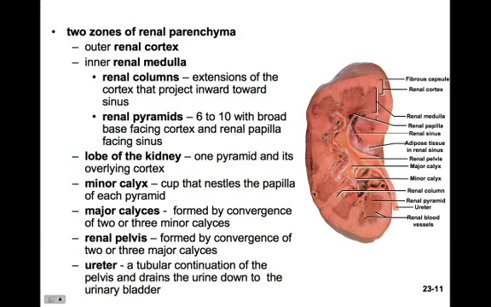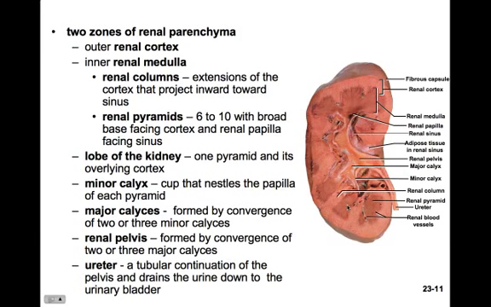These are the darker areas here. They're sort of in a pyramid shape. Their broad base faces the cortex, and then the renal papilla, or point, on the bottom faces the sinus. It's almost like a little nipple that drips urine into the sinus. Each renal pyramid and its overlying cortex constitutes a lobe of the kidney.